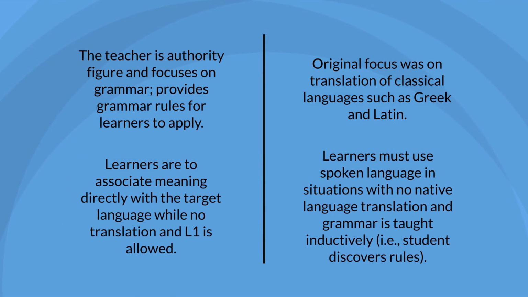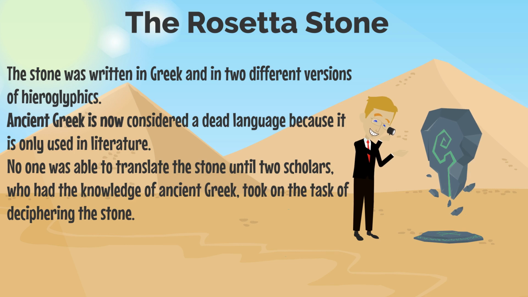The teacher is the authority figure and focuses on grammar, provides grammar rules for learners to apply. Original focus was on translation of classical languages such as Greek and Latin. Learners are to associate meaning directly with the target language while no translation and L1 is allowed. Learners must use spoken language in situations with no native language translation, and grammar is taught inductively, i.e., student discovers rules. A good example of the grammar translation method would be how the Rosetta Stone was translated.